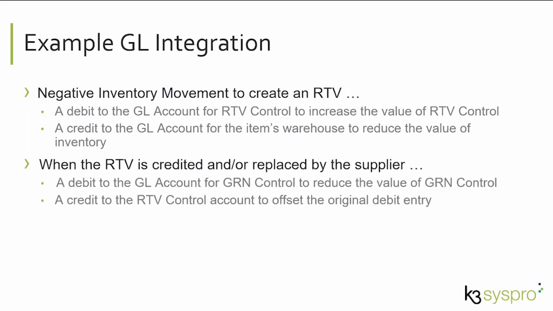When the RTV is credited and or replaced by the supplier, this will generate a debit to the GL account for GRN control to reduce the value of the GRN control and generate a credit to the RTV control account to offset the original debit entry.